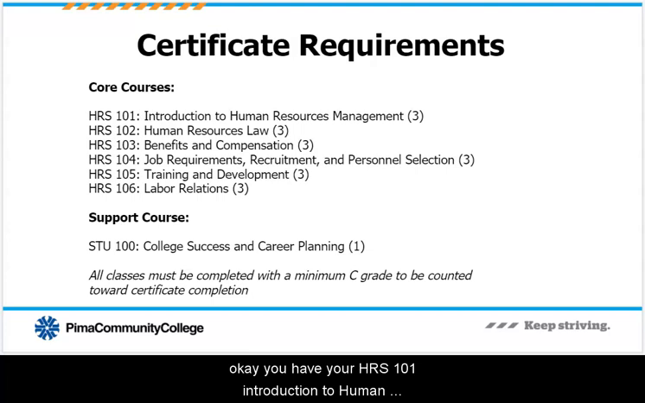You have your HRS 101, the Introduction to Human Resources Management, HRS 102, Human Resources Law, HRS 103, the Benefits and Compensation course, HRS 104, Job Requirements, Recruitment, and Personnel Selection, HRS 105, Training and Development, HRS 106, Labor and Relations. Those are the 6 core classes that are required for the program. You also have a required support course, the STU 100, the College Success and Career Planning course. The important thing to remember is all of these classes must be completed with a C grade or higher to be counted towards certificate completion, okay?